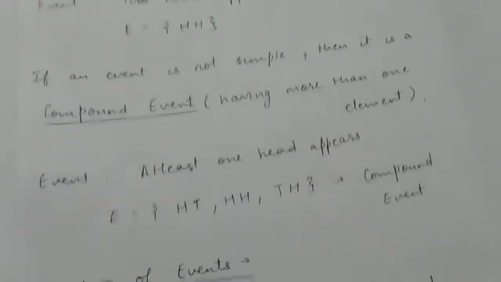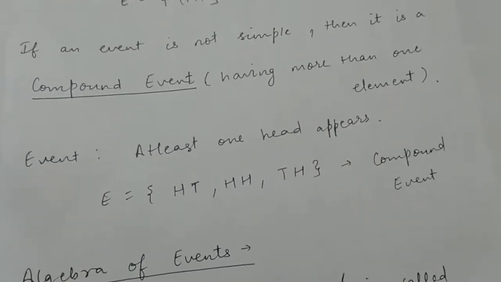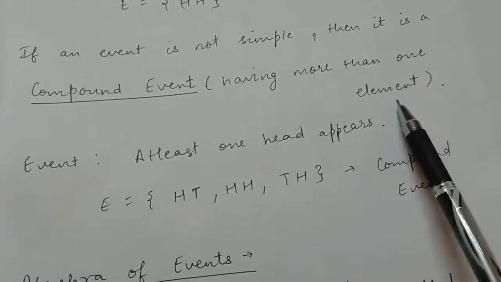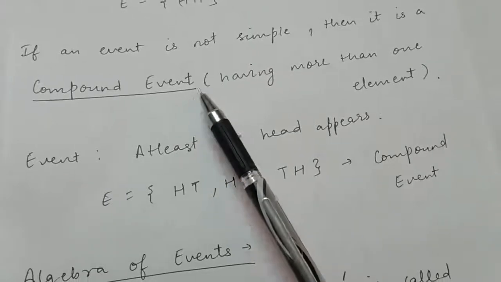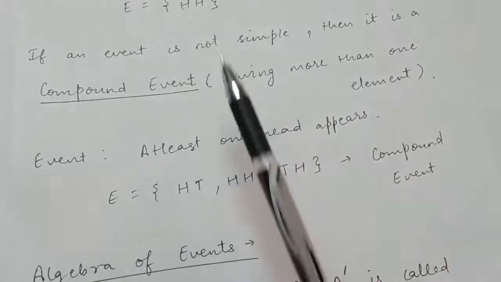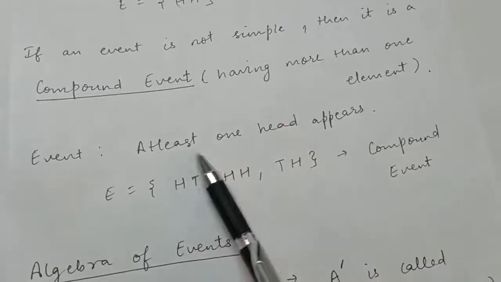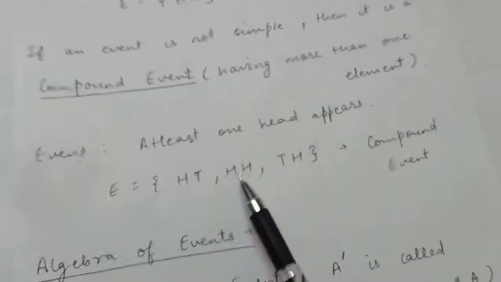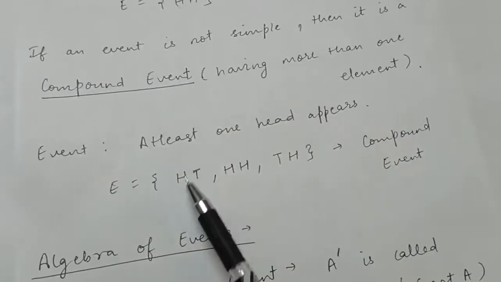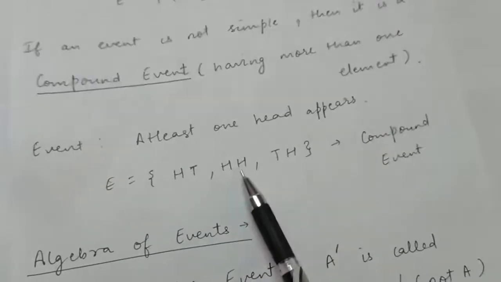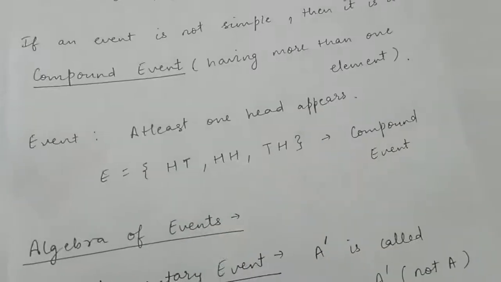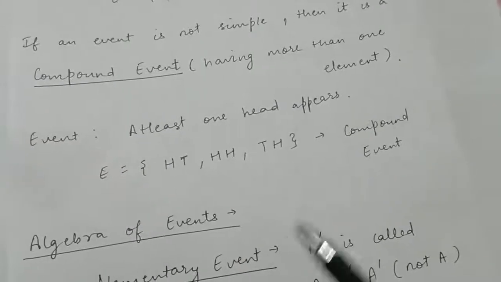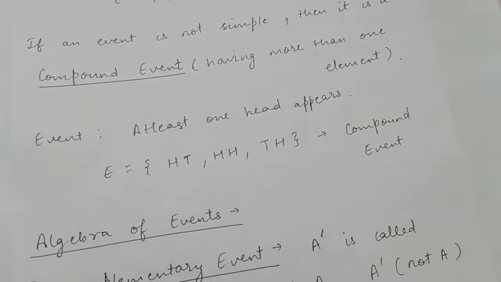Now when the event is not simple, it is known as a compound event. That is, when an event contains more than one element, then it is known as a compound event. In the same example of tossing two coins, the event at least one head appears will include the outcomes HT, TH and HH, because at least means minimum one head. So either one head or two heads. So this event contains more than one element, therefore it is not a simple event, and that is why it is a compound event, right?